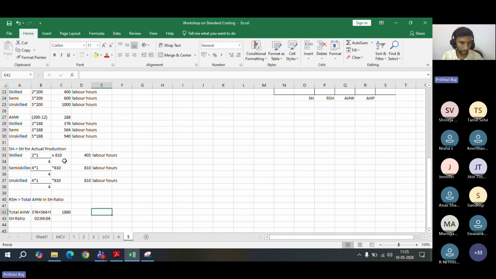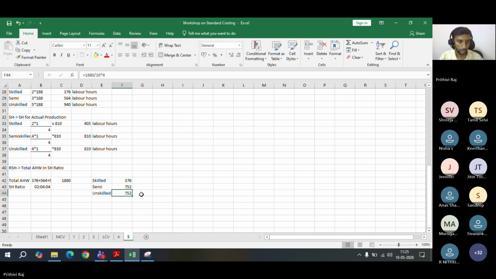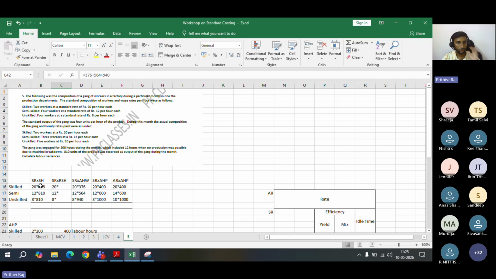Now separate this AHW by the SH ratio: skilled, semi-skilled, unskilled. What will I do? 1880 divided by 10, into 2, into 4, into 4. That gives 376, 752, 752. I'm just apportioning this 1880 into the SH ratio, which is 2:4:4. So 376, 752, 752. That's it. Now let's solve.